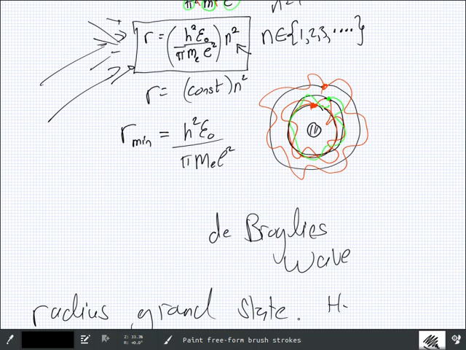Radius of the ground state hydrogen atom. Now don't say it just yet. We'll see if Matt gets the same answer. Go on, Matt. 5.29 times 10 to the power of -11. And what's the answer?